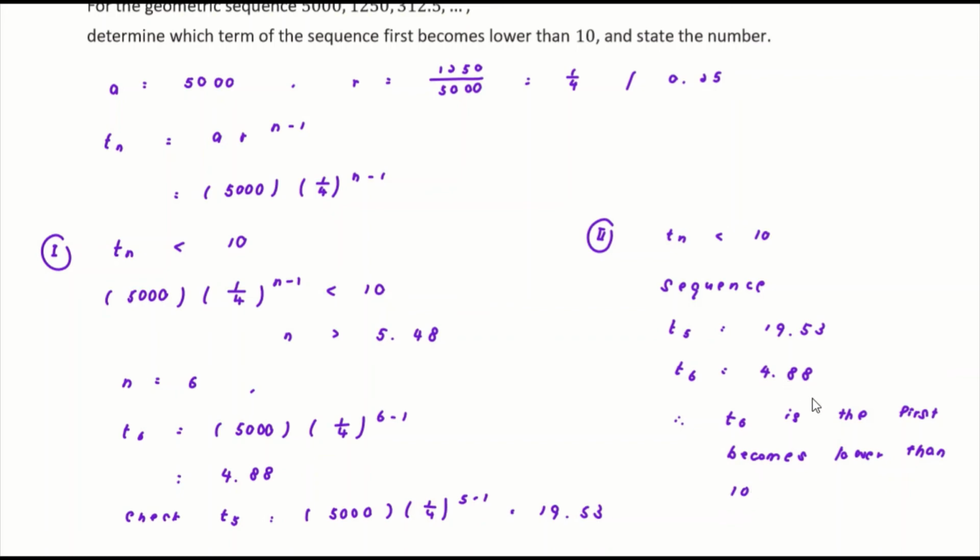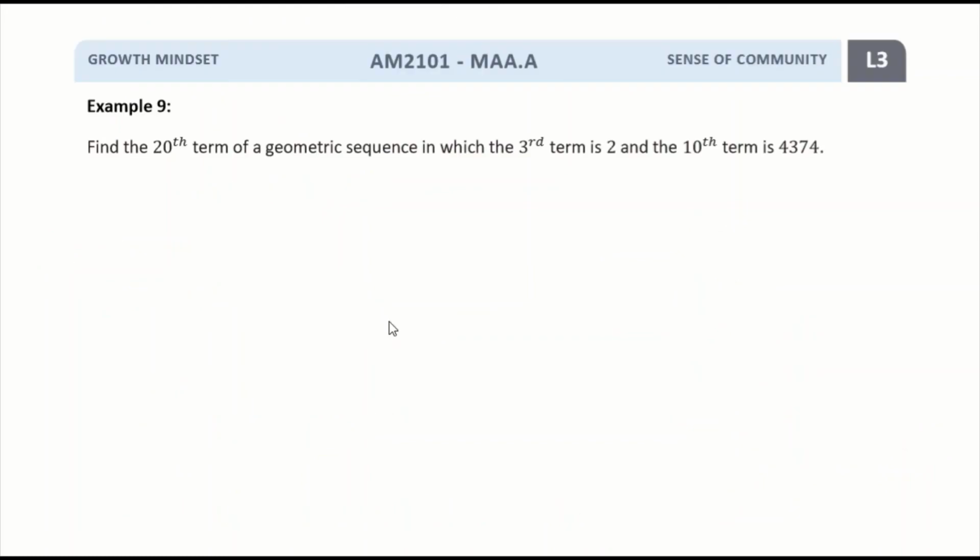Okay, so now let's look at the last example. Example 9: find the 20th term of a geometric sequence for which the third term is 2 and the 10th term is 4,374. So what we are going to do is I'm going to show you two different ways of doing it. The first one is if you want to calculate one by one, in a form where, okay, this is method one.